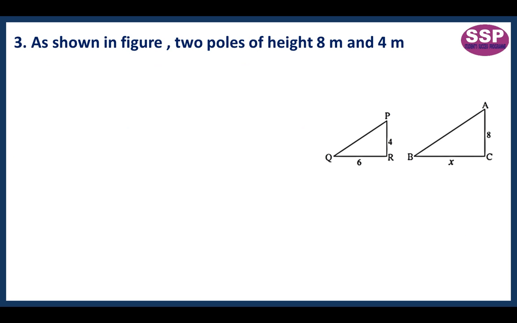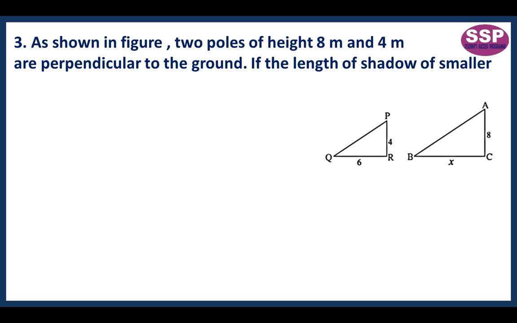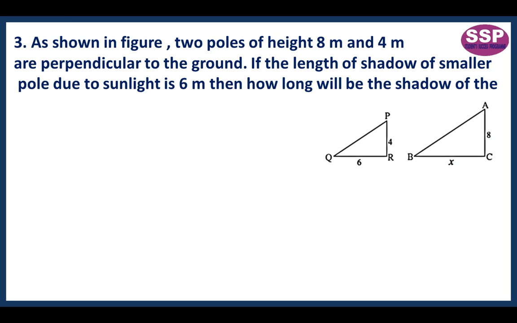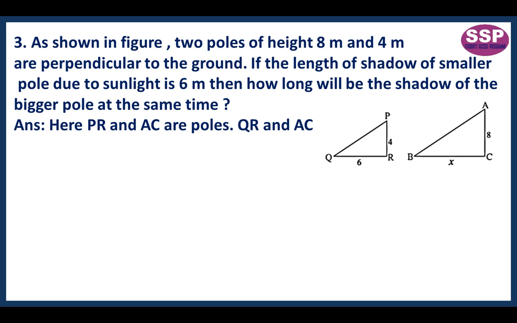Next problem. As shown in the figure, two poles of height 8 meter and 4 meter are perpendicular to the ground. If the length of the shadow of the smaller pole due to sunlight is 6 meter, then how long will be the shadow of the bigger pole at the same time?